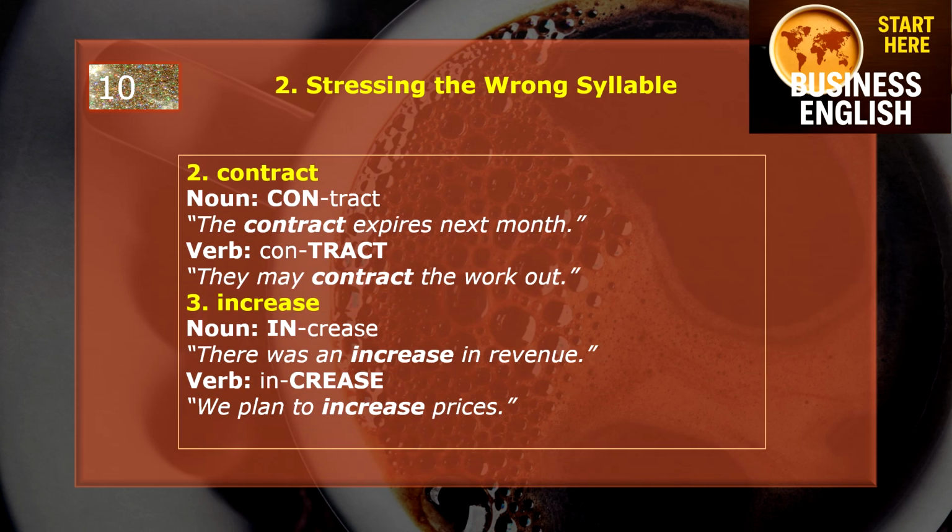Here we have two more examples. It's the word contract and increase. If we put the stress on first syllable in both words, it's going to be a noun, and when we put the stress on the second syllable, it's going to be a verb. So in the first one can be, the contract expires next month. They may contract the workout. Increase. It's going to be a noun. There was an increase in revenue. We plan to increase prices.